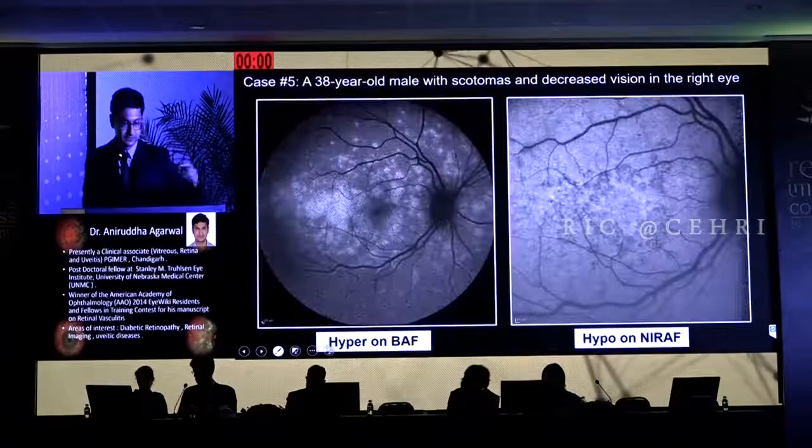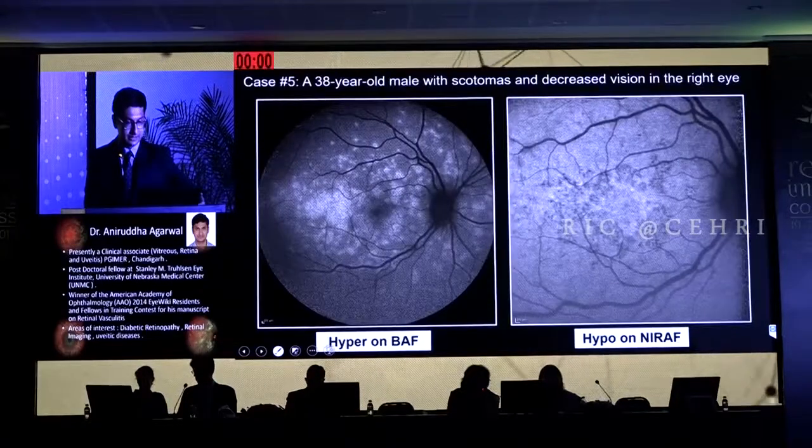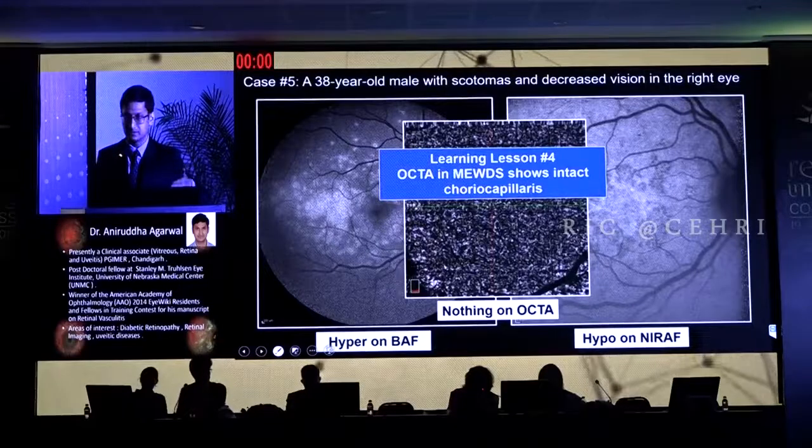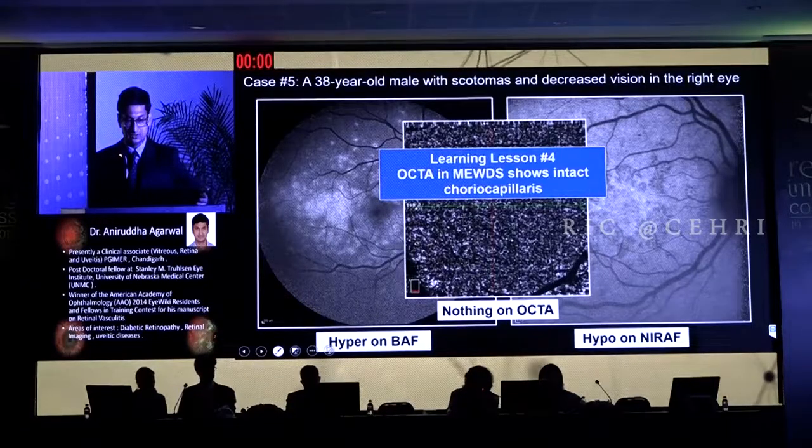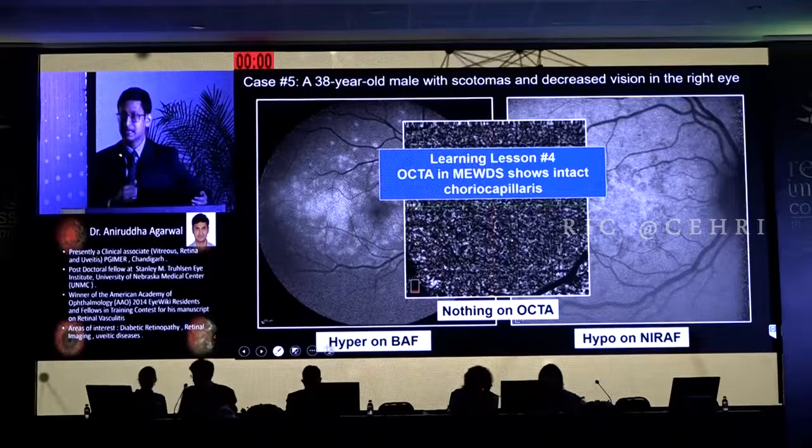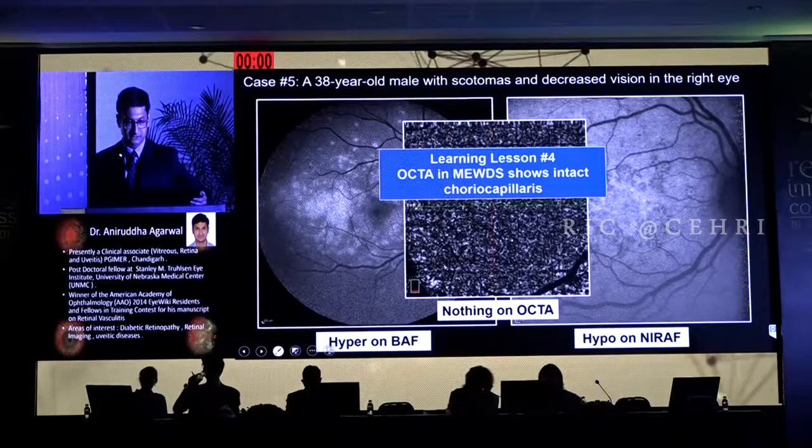And a very interesting imaging here, this is another patient with MUDES, and if you do a blue peak autofluorescence, you find hyper in these patients, and these lesions appear to be hypo on near infrared autofluorescence. But there is nothing on OCT angio. So the learning lesson number 4 will be the OCTA in MUDES shows intact choriocapillaris, and actually there's a talk on this in this session, and I'm sure Dr. Abhilasha will talk about that. This helps us in determining the pathophysiology of this condition.